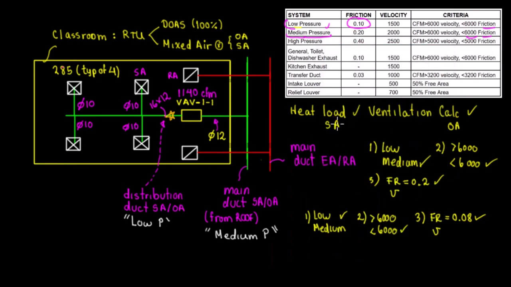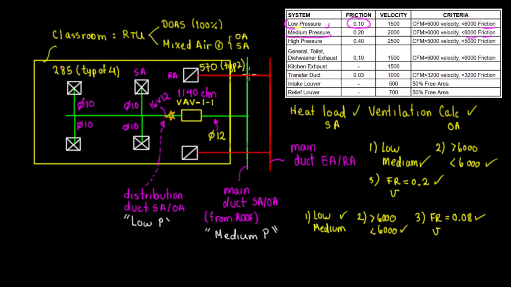I'm going to put this as yellow. Let's go here and then change this to yellow. Okay, so this is going to be 570. And you can put in here typical of 2, right? Typical of 2 means these two are the same, 570. So what is the size of this ductwork?